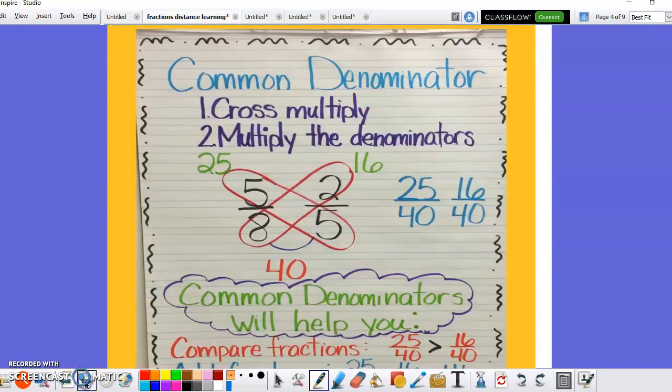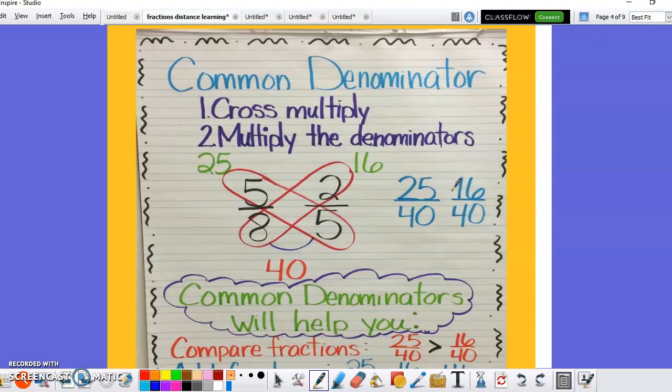And many of you use this strategy here, which is cross multiplying or the butterfly method, where I multiply this denominator times this numerator to give me 16, and this denominator times this numerator to give me 25. I don't stop there. I have to find a common denominator. So I multiply 8 times 5, which gives me 40. So now I have two new fractions of 25/40 and 16/40. Sometimes your fractions get large using the butterfly method, just as long as we can see that these two are not equivalent, that 25/40 is larger.